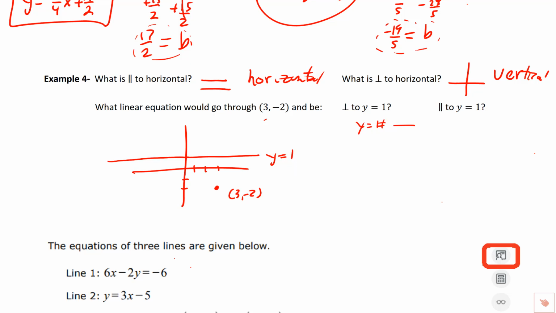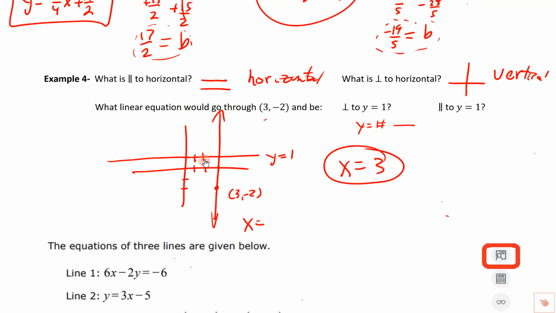Okay, we want to be perpendicular to that. Well, perpendicular to that would be like this. It would be vertical. Remember, perpendicular to horizontal is vertical. We're looking at this case right here. Let's draw a line that's straight up and down, but it's got to go through that point right there. Remember, if it's vertical, that's going to be x equals a number. So which one do you think it is? It's either this coordinate or that coordinate. Well, it's got to be the x coordinate right here. It's going to be x equals 3.